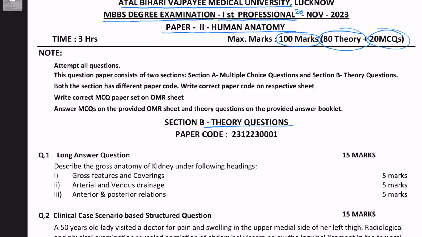So there was a long question of 15 marks on the anatomy of kidney. This is called a structured long question, where you have to describe the anatomy of kidney under the following headings of 5 marks each: gross feature and coverings. Here you have to describe all the shape, size, orientation, position, angulation, everything. Longitudinal axis, transverse axis, and everything. The poles, the surfaces, the curvatures, everything regarding that, even the weight.